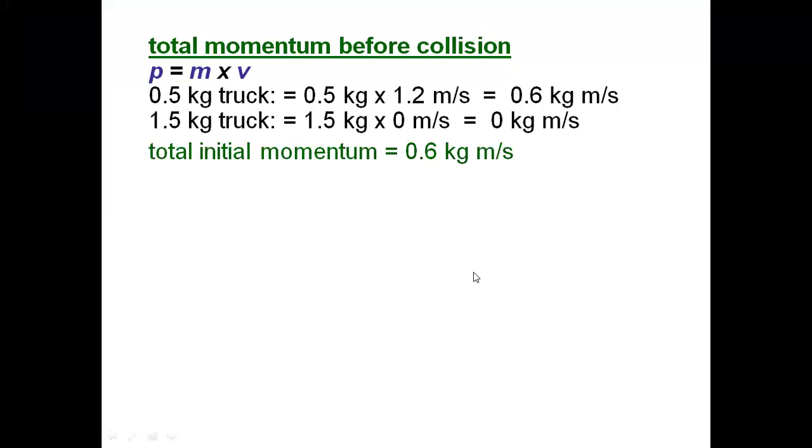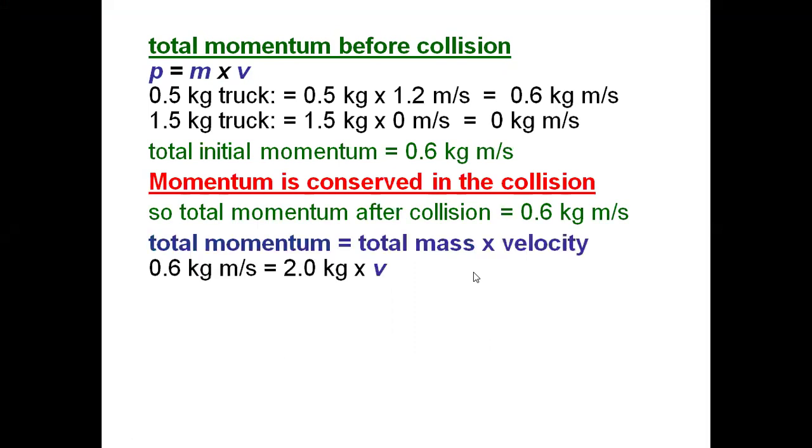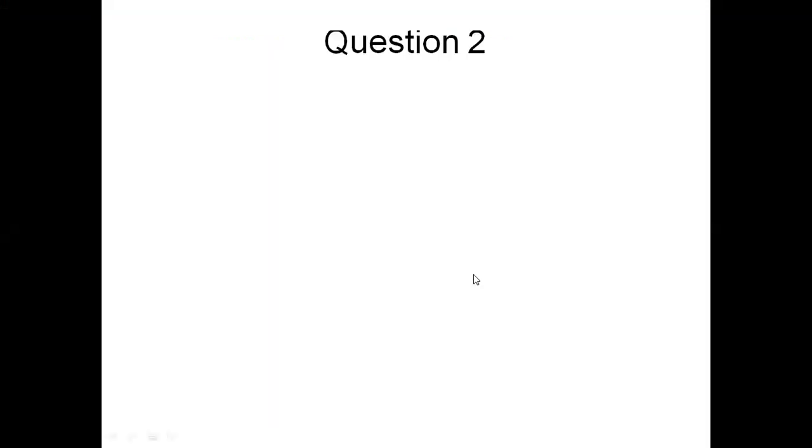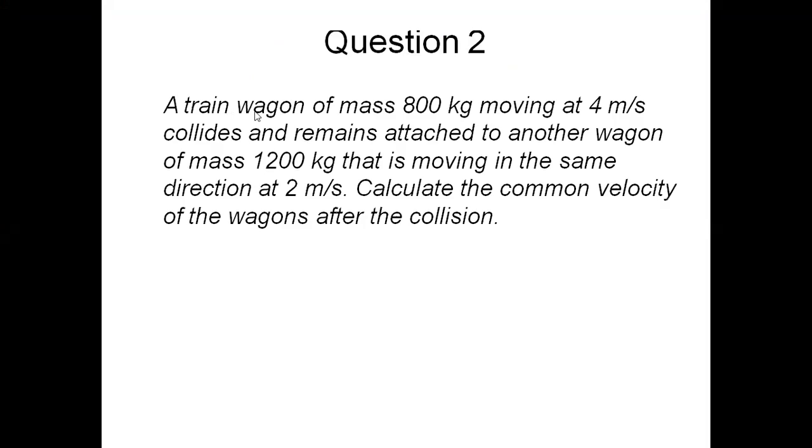This numerical is already solved. Now question 2. A train wagon of mass 800 kilogram moving at 4 meter per second collides and remains attached to another wagon of mass 1200 kg that is moving in the same direction at 2 meter per second. This one was also in motion in the beginning. Calculate the common velocity after collision. The first body was moving at 4 meter per second, that is why it is able to catch up with the second body of 1200 kg, which was moving with 2 meter per second. Now they have the common velocity.